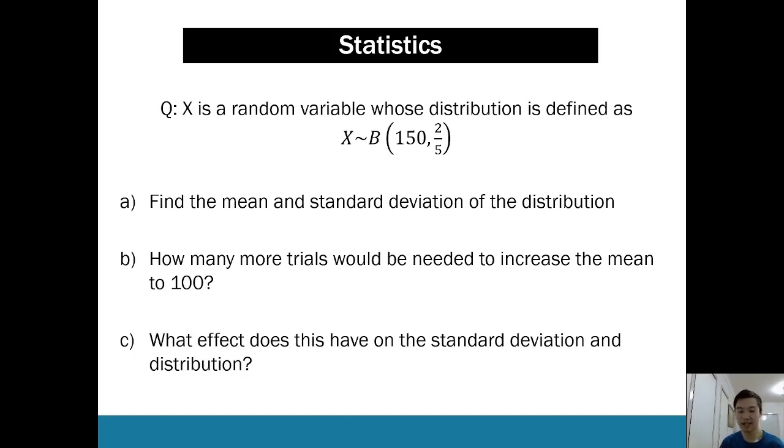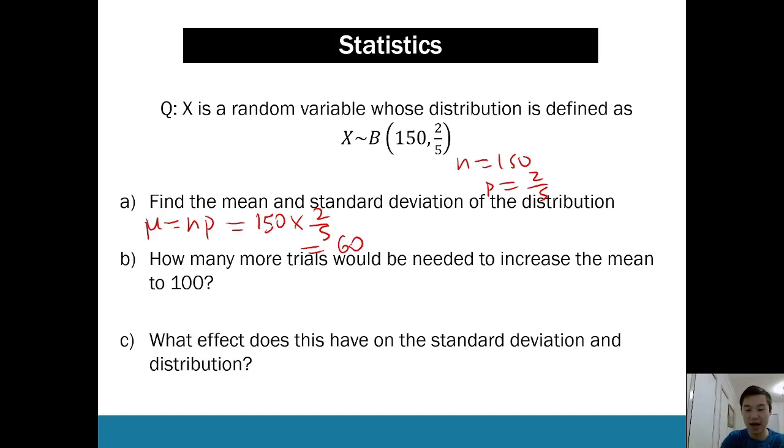So for part A, we're asked to find the mean and standard deviation of the distribution. Remember, the mean is going to be np. So here n is 150 trials and p is 2 over 5. So 150 times 2 over 5 will give us our expected value. So in this distribution, our expected value is going to be 60.